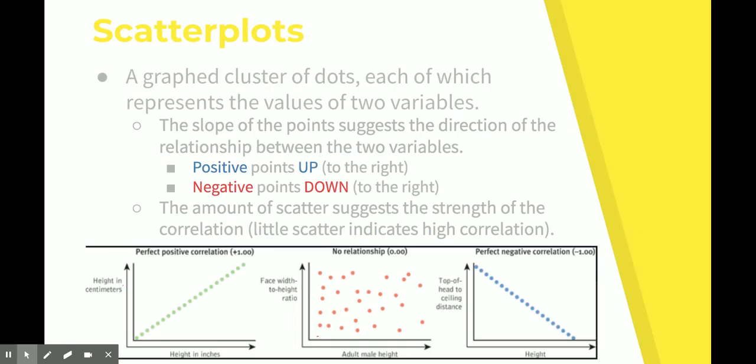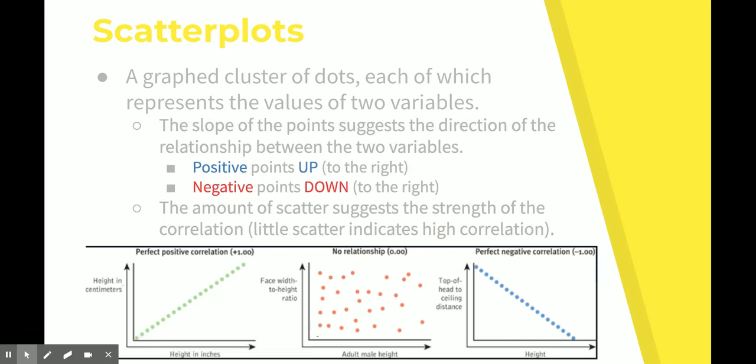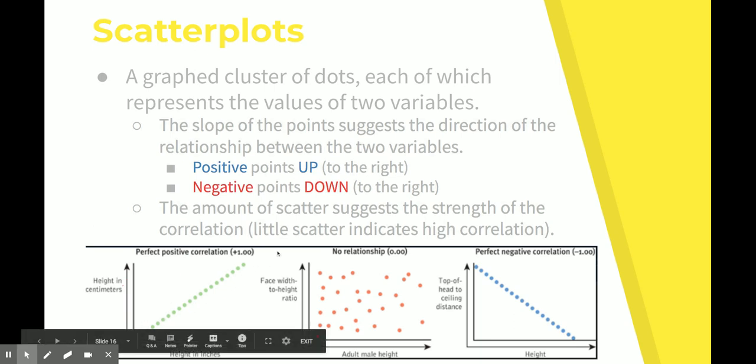Okay, so we know a relationship, a correlation, can be expressed with R or with a correlational coefficient, but this is also a relationship we can express via graph called a scatter plot. So a scatter plot is a graphed cluster of dots, each of which represents the values of two variables. The slope of the points suggests the direction of the relationship between the variables. If it slopes up to the right, this indicates a positive relationship, meaning the variables are moving in the same direction. Increased sleep, increased grades would be both moving up, positive correlation.